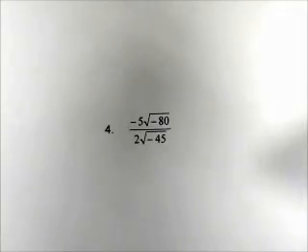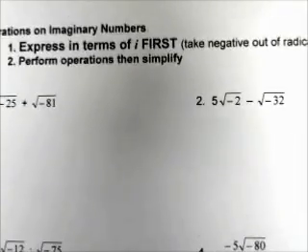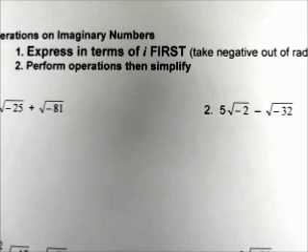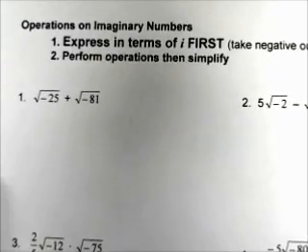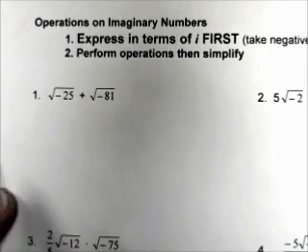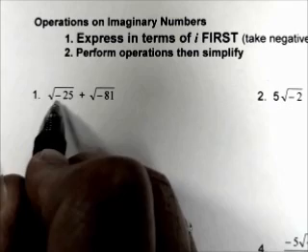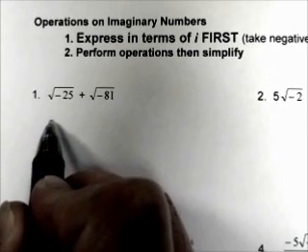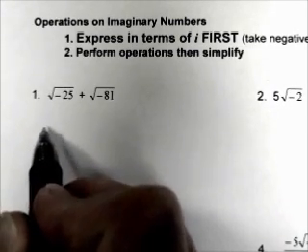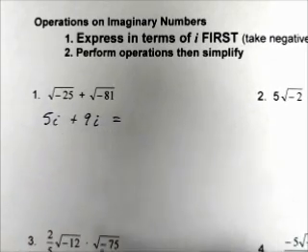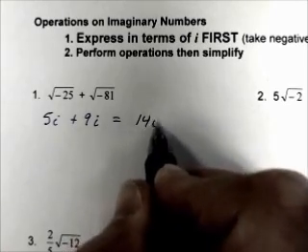Going on to page 7. Operations on imaginary numbers. Express in terms of i first. Take the negative out of the radical, put i as the coefficient, and then perform the operations and simplify. Okay, so we have the square root of negative 25 plus the square root of negative 81. That comes out. This is going to be 5i plus 9i, which is equal to 14i.